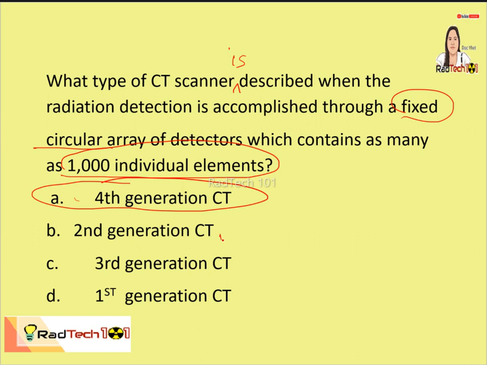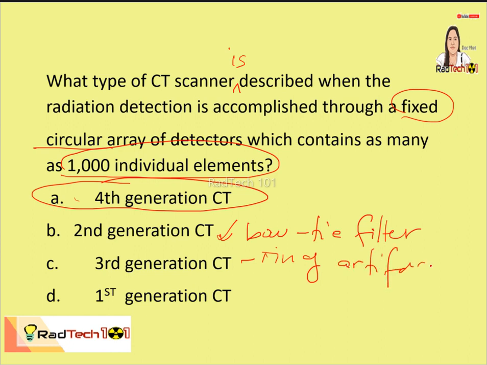For the second generation, what you should remember is that it uses a bow tie filter. For the third generation, the most common artifact, which is easy to identify, is the production of the ring artifact. For the first generation, it is the least efficient and uses a pencil beam array.